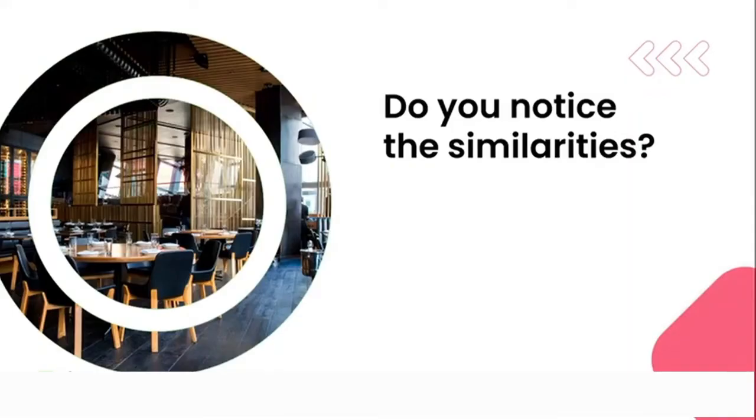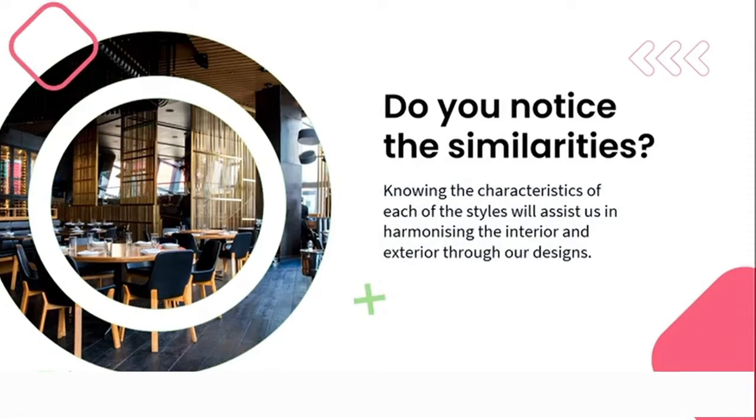But before we do, you may notice that these style types are similar to that of the interior design periods and styles that we've covered. This is because they develop together. Remember, architecture is a much older profession than interior design. These style types and characteristics are so important for the exterior facade of the building of the time and really an important factor to interior spaces as well. Some of these building styles are still prevalent today, and therefore knowing the characteristics of each style will assist us in harmonizing the interior and exterior throughout all of our designs.